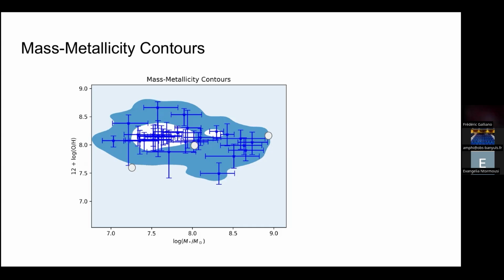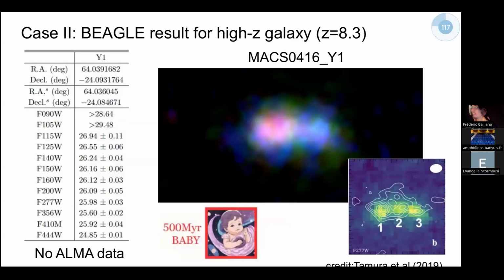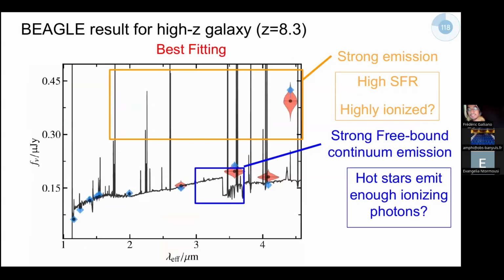Okay, we focused on redshift around 3 to 6, but we also have some results for redshift 8.3. I show the data from HST and JWST, but this galaxy was actually also observed by ALMA; Beagle cannot use it, so we didn't use the ALMA data. This is a really high redshift, 500 mega-year-old baby galaxy, and it's composed of three big clumps. Here I show the SED or best fit.